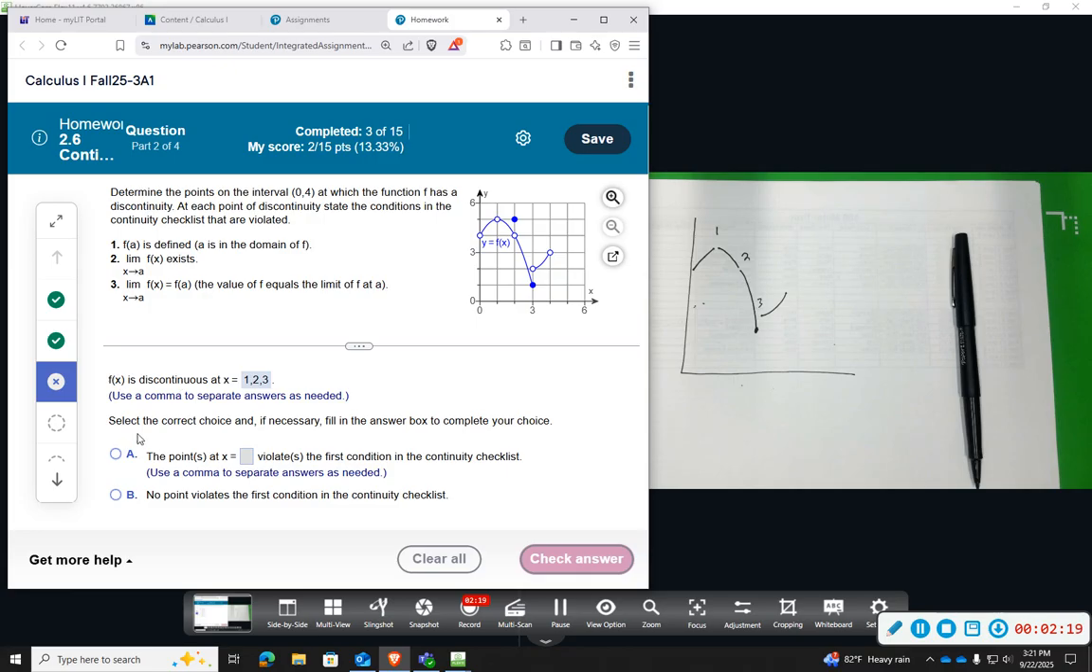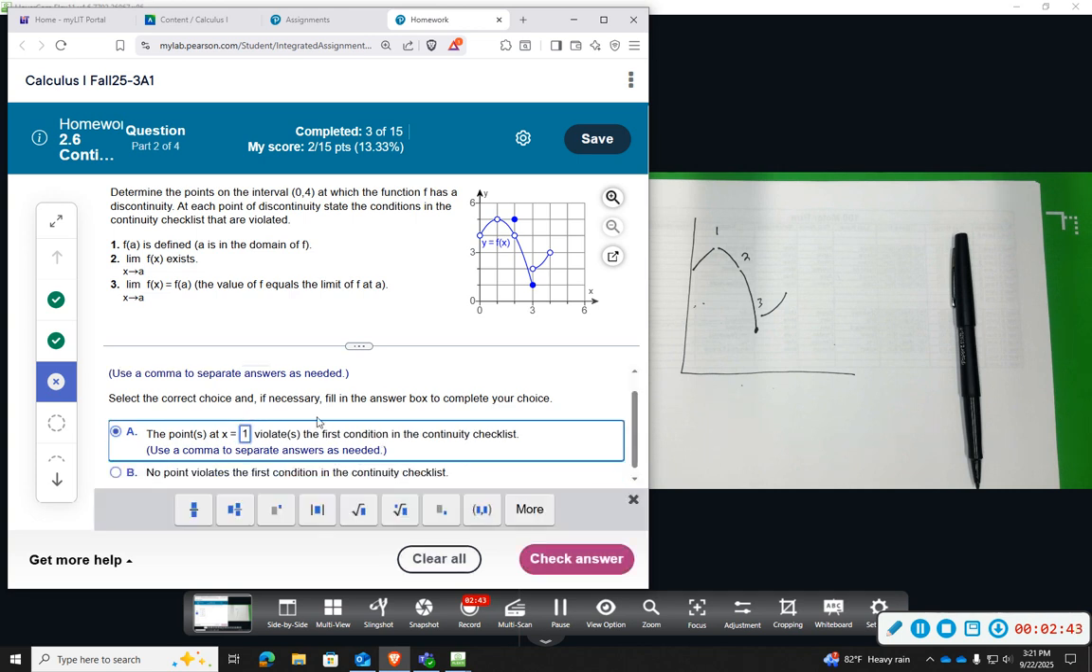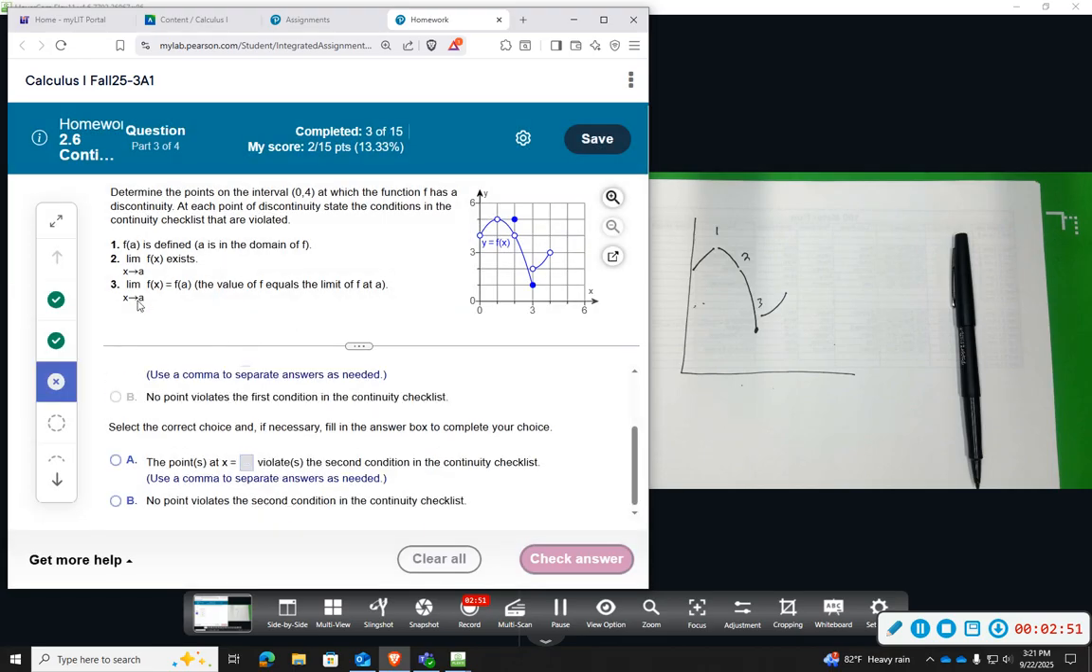All right, so the points that violate the first condition, this is the first one we're looking at. The first condition says f of a is defined. Of those points, 1, 2, and 3, 2 has a solid dot in line with 2, and so does 3. Number 1 does not. So number 1 will violate the condition that f of a is defined. There's no solid point on this line, x equals 1.